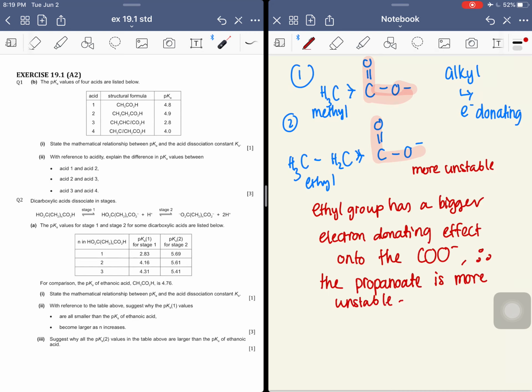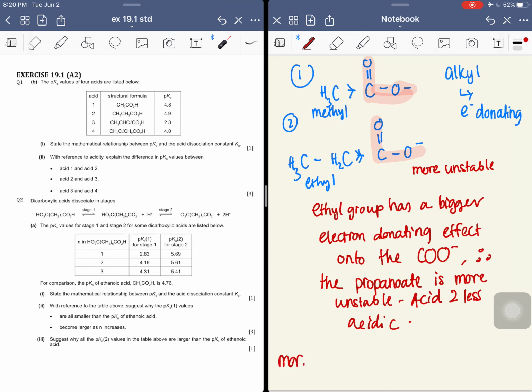Okay, so that's why acid number 2 is less acidic. Okay, acid 2 less acidic. Right? Remember the idea, the more stable the anion is, the more ionizations will occur. And if more ionization occurs, the more acidic it is. Okay, so remember this rule.